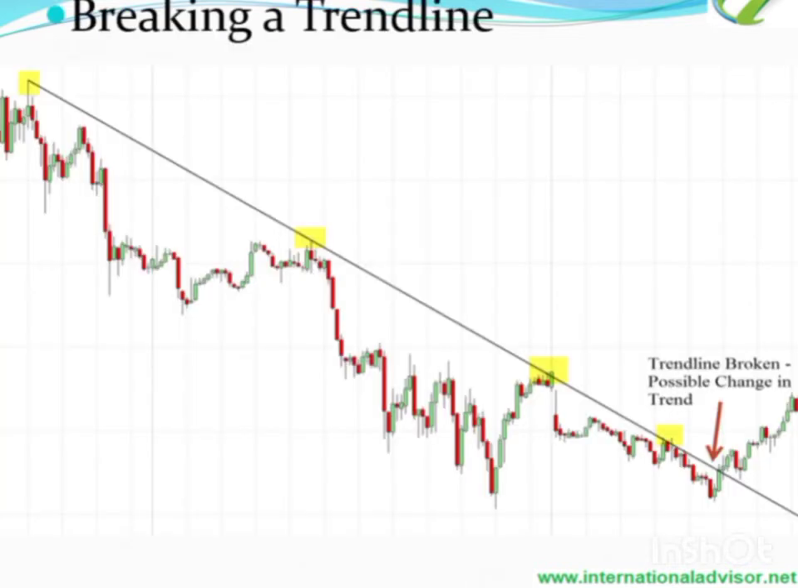So here's an example. It's a downward sloping trend line with the bearish move touching multiple times, and here it's broken, showing a possible change in the trend.